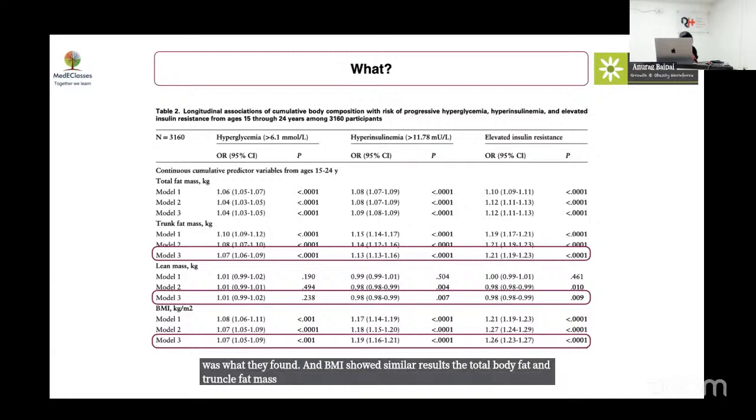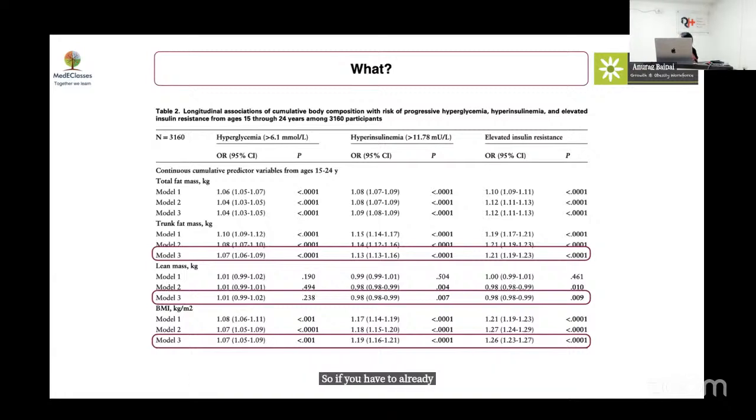So what you're trying to say is that if you have more total fat, more truncal fat, more BMI, you have more insulin resistance. Yes, essentially. And lean mass is less important. Lean mass is protective, but not to that extent. Like 0.98, just in that range.